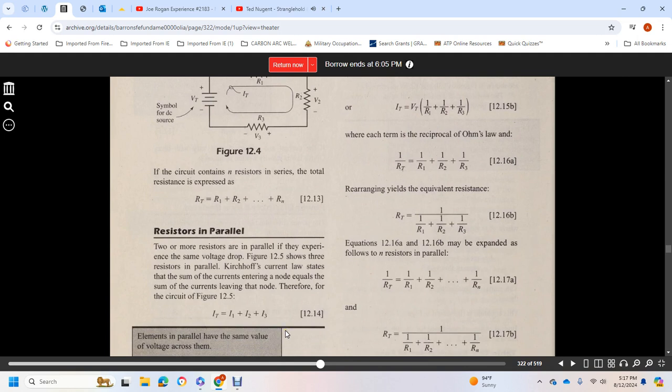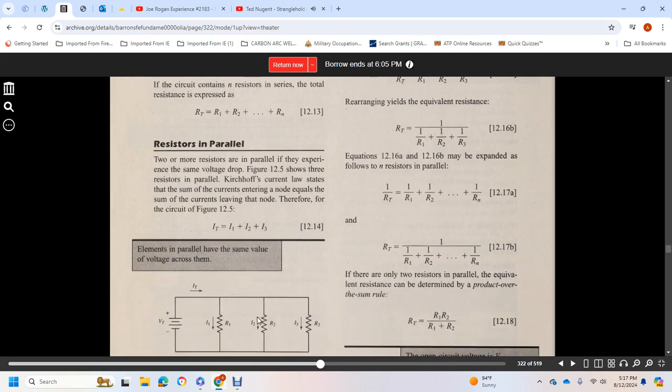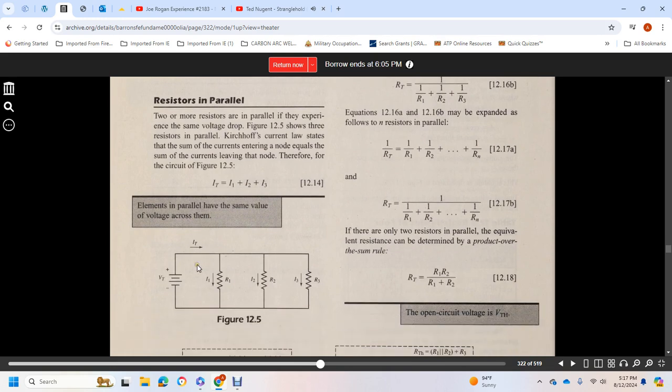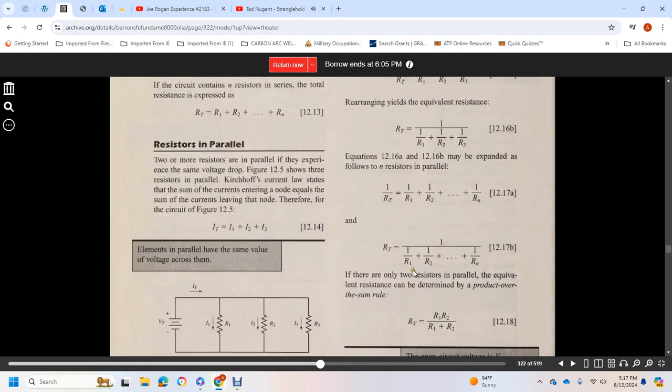Resistors in parallel: two or more resistors are in parallel when they experience the same voltage drop. Figure 12.5 shows three resistors in parallel. Kirchhoff's current law states that the sum of the currents entering a node equals the sum of the currents leaving the node. Therefore, total current equals I1 plus I2 plus I3. Elements in parallel have the same voltage across them, figures 12.5 and 12.6.